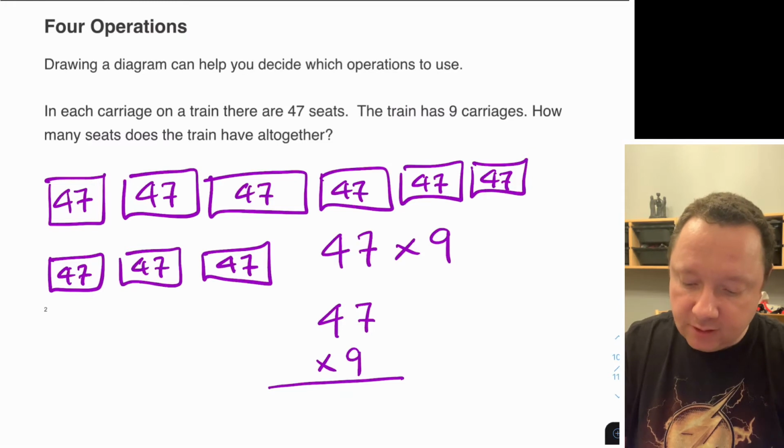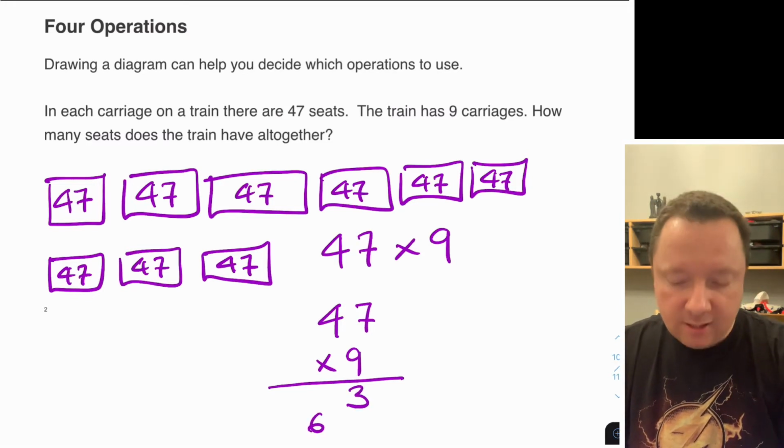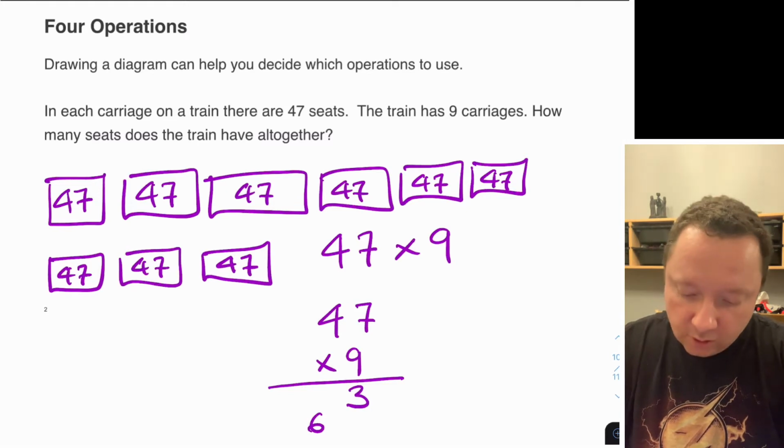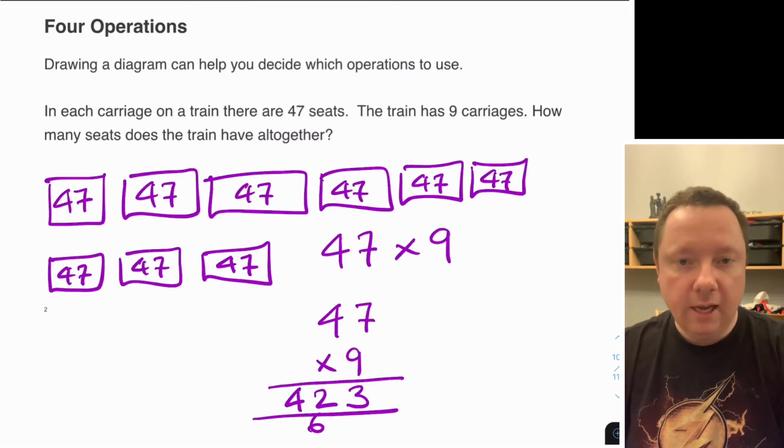9 times 7 is 63. 9 times 4 is 36. Add an extra 6 makes 42. So our answer is 423 altogether.